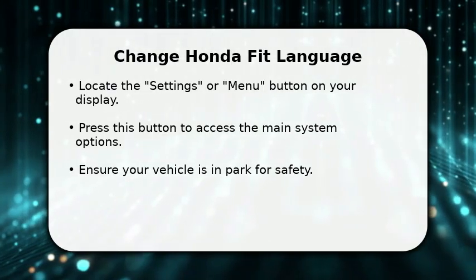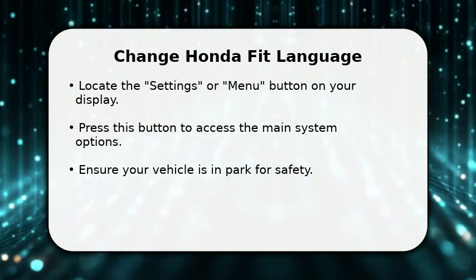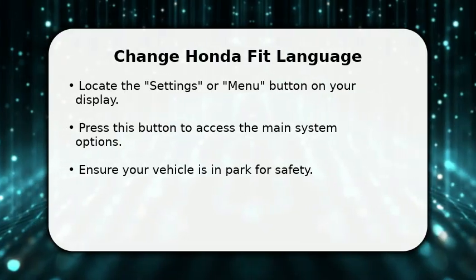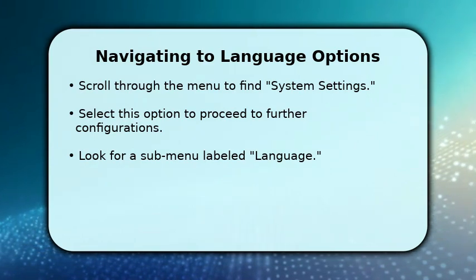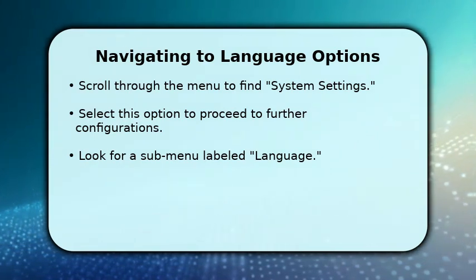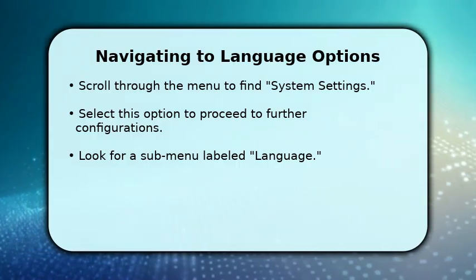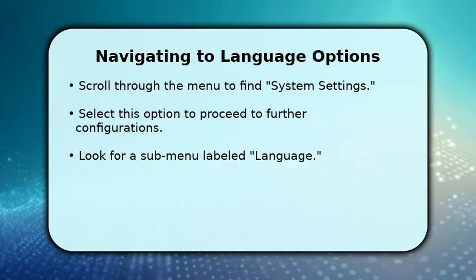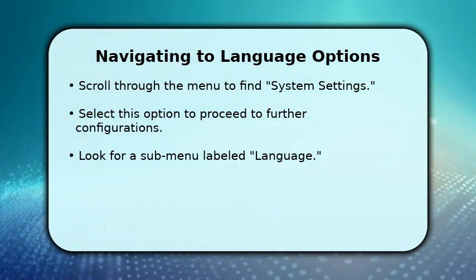Remember to ensure your vehicle is safely in park before attempting any adjustments to the system settings for your safety and convenience. Once you're in the main system options, you'll need to navigate through the various choices. Use the control knob or touchscreen to scroll until you find System Settings or General Settings. Select this option to proceed to the next level of configurations.